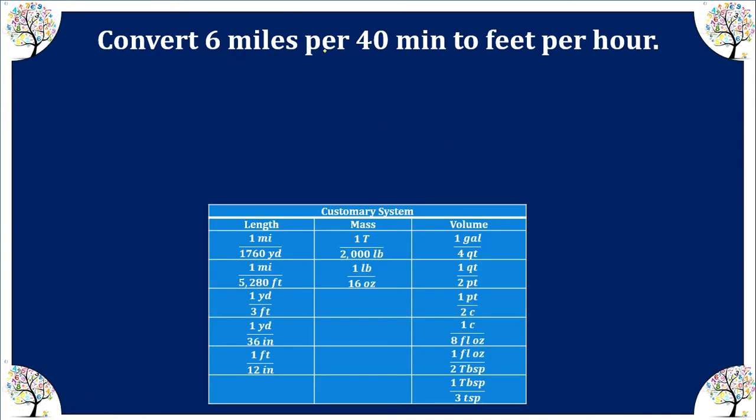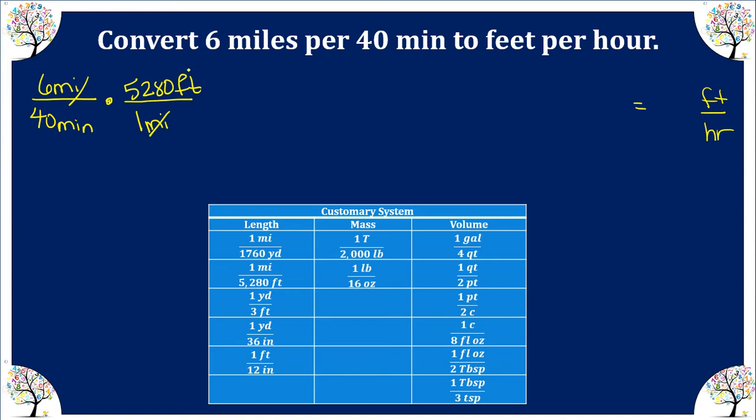Convert 6 miles per 40 minutes to feet per hour. So I have 6 miles per 40 minutes. And we want to get to feet per hour. So again, let's do our length first. So we know that 1 mile is the same as 5,280 feet. So that just took 1 conversion factor, and we've reached this part of our goal.